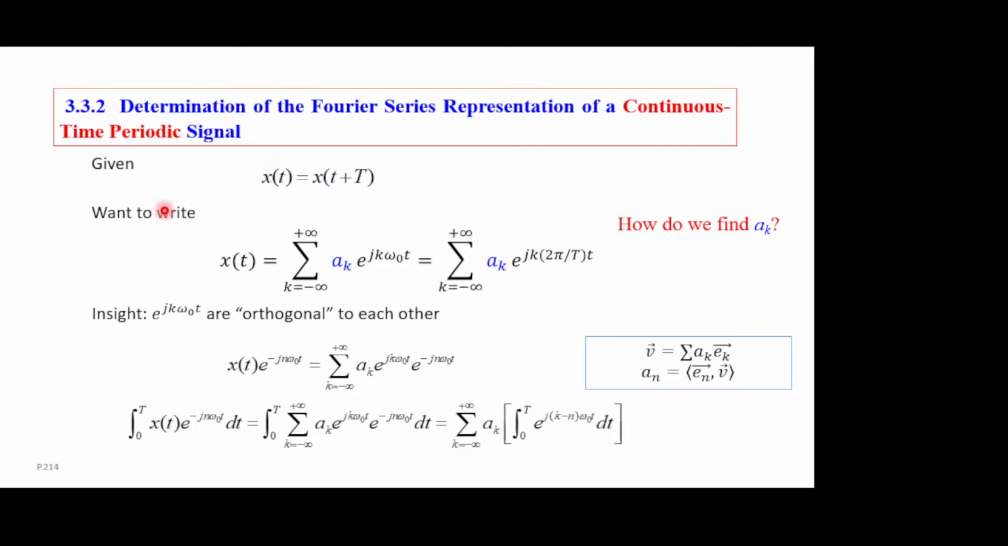Okay, so we want to write our periodic signal in terms of our Fourier series representation. We have a periodic signal with some period big T, and it satisfies x(t) equal to x(t plus big T). And we want to write it in this Fourier series, the summation of a_k e to the jk omega naught t. Another problem is if we are just given some function, then how do we find the a_k?